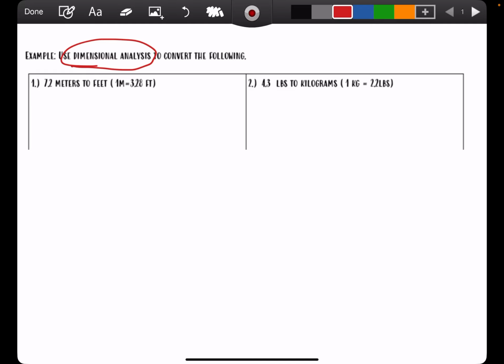All right, so you can see here problem number 1. We've got 7.2 meters, and it wants us to convert that to feet. And it tells us that 1 meter equals 3.28 feet. So when you're trying to convert different measurements to other measurements, different dimensions to other dimensions, you want to use ratios and proportions.